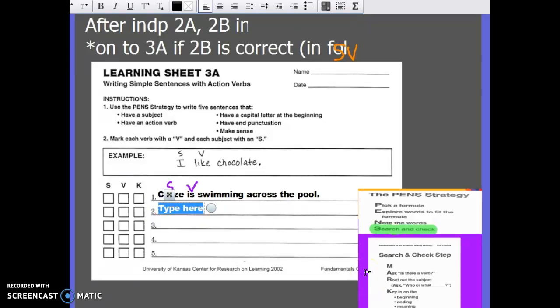Pick a formula. SV. Explore the words. Subject, person, place, or thing. I will use dog. And the verb, what do I want my dog to be doing? Maybe playing fetch, I think. So now I'm going to note the words, write them down. The dog is playing fetch. Okay, now I have to go through the marked steps and mark it up.